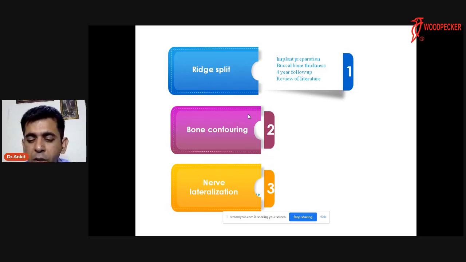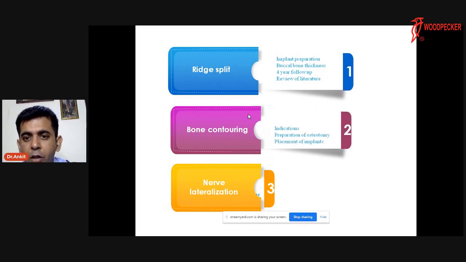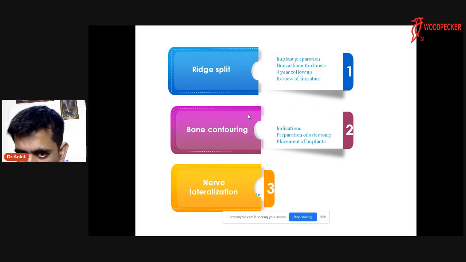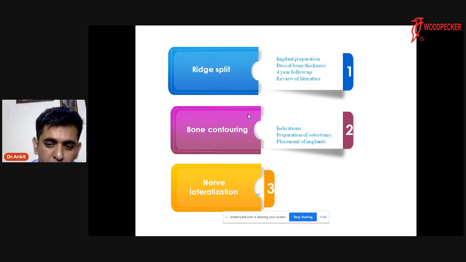Considering bone contouring, we will understand where the indications of bone contouring are in implant surgeries or before implant surgeries, and the preparation of the osteotomy. How are we going to prepare the osteotomy in such conditions? And then the placement of implants, so that we can understand the principles of bone contouring using piezotome. What are the steps involved? How much should we do? And how are we going to contour the bone prior to the implant positioning?